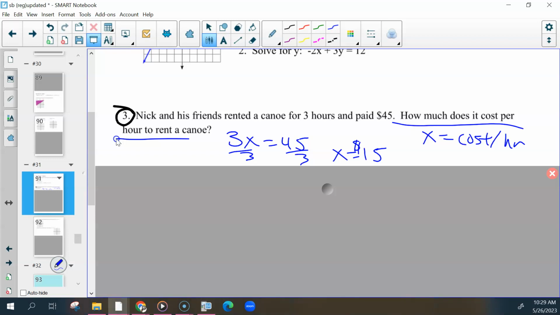Not in this case. Well, you could say the cost set is 3. Every hour it's 3.